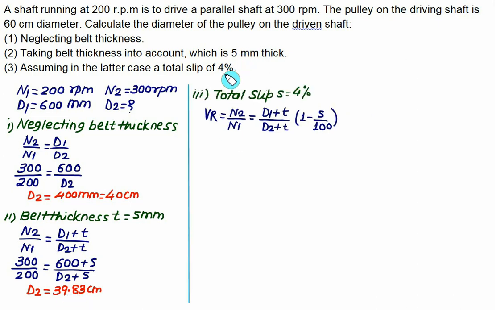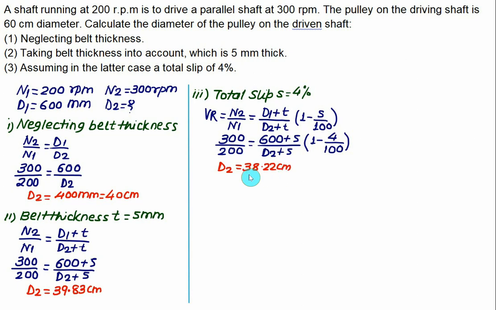Considering the thickness and the total slip of 4%, VR is equal to N2 by N1 is D1 plus T upon D2 plus T into 1 minus S by 100. We have N2 by N1 is same as 300 by 200. D1 is equal to 600, thickness is equal to 5, divided by D2 we have to find out, plus thickness is equal to 5, into 1 minus total slip of 4%, that is 4 divided by 100. So including the thickness and the slip, the diameter of the driven pulley D2 is equal to 38.22. Again this answer is basically 382 mm. You have to write down in cm as 38.22 cm.